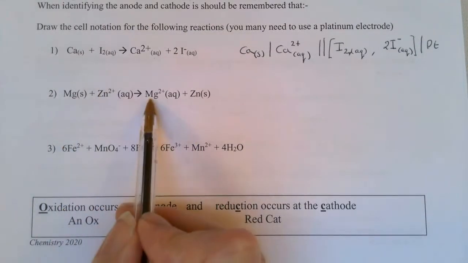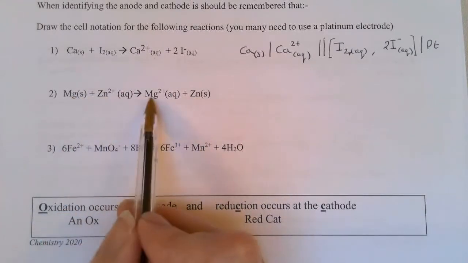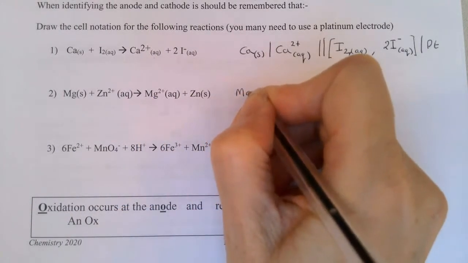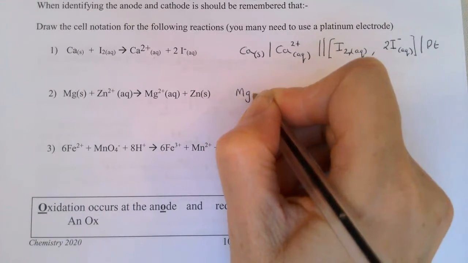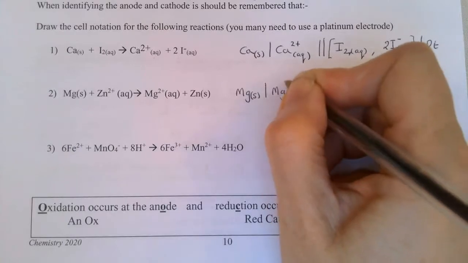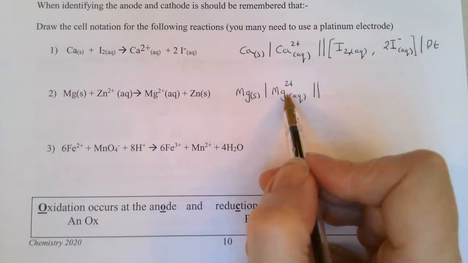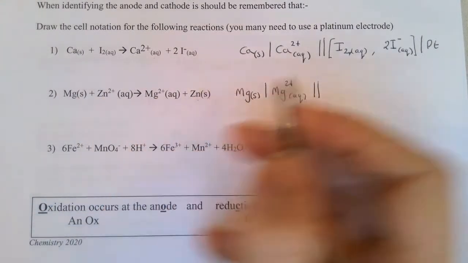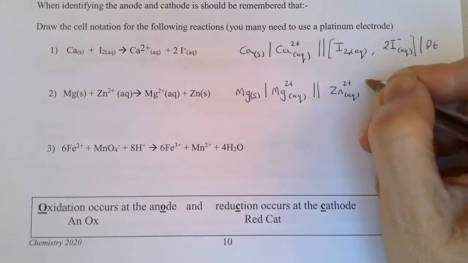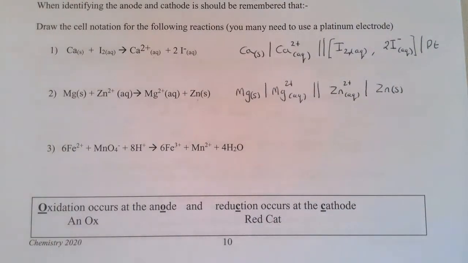You've got magnesium going to magnesium 2+, and zinc 2+ going to zinc. Again, this is my oxidation reaction, which occurs at the anode, so this one goes first. I don't need an electrode on this one, because the magnesium metal can act as my electrode, but it is in a different phase from the magnesium ions, and that is my reduced state going to my oxidized state, and then I have my oxidized going to my reduced. So I have zinc 2+, which is aqueous. Again, it's in a different phase from the zinc metal, and the zinc metal can again act as my electrode.